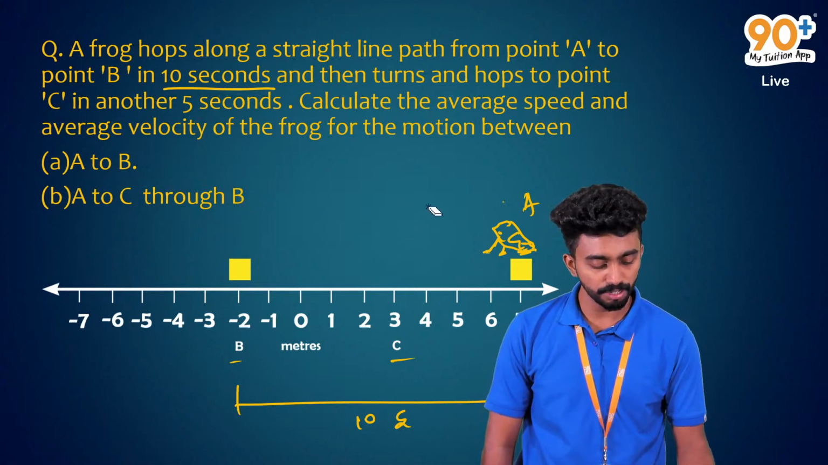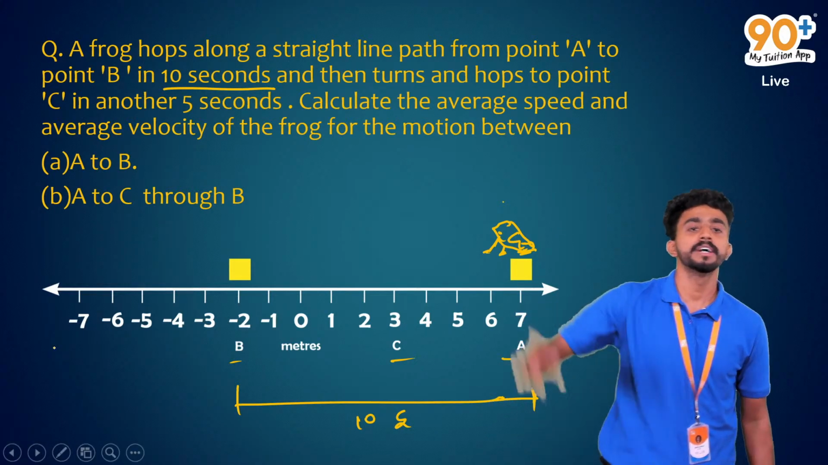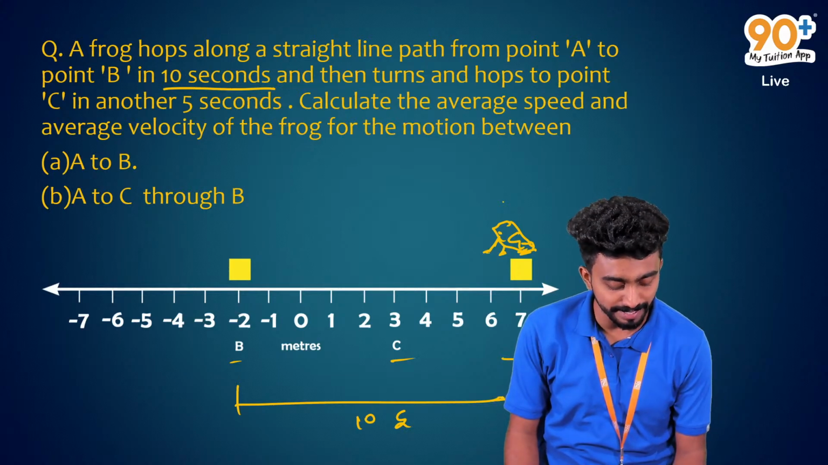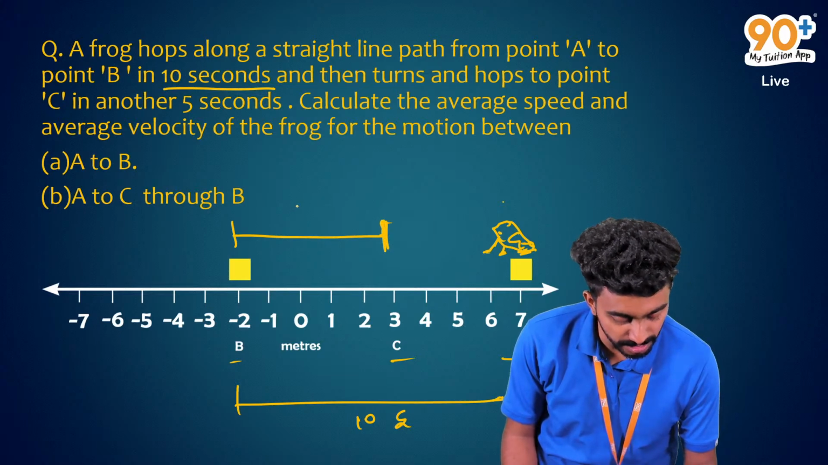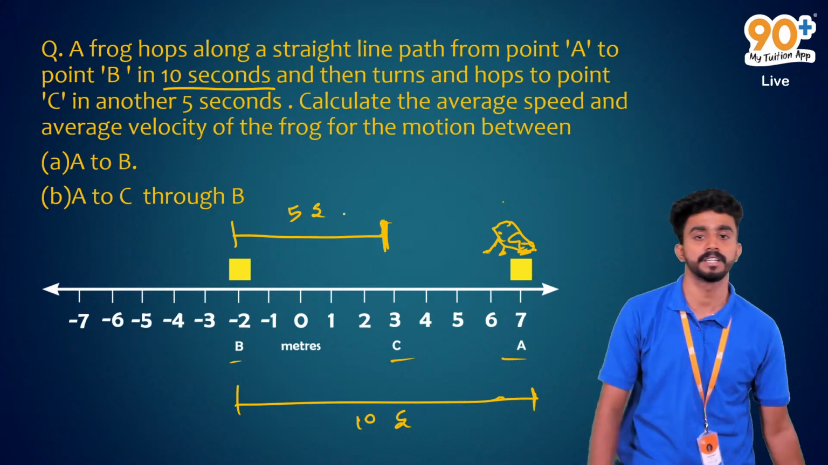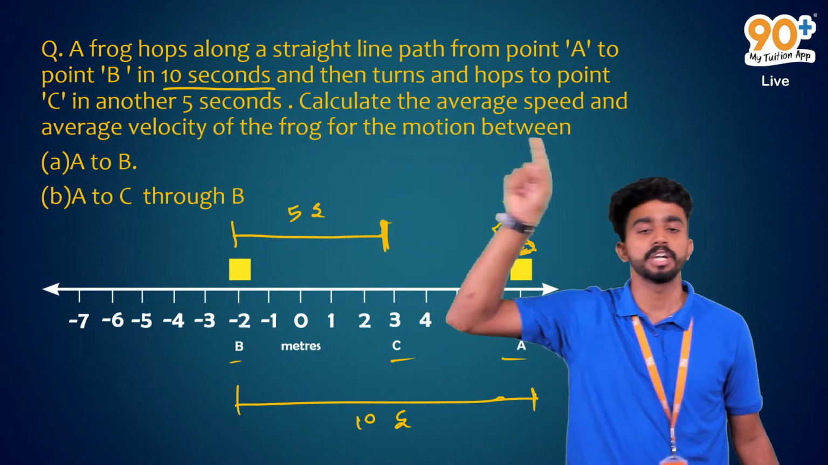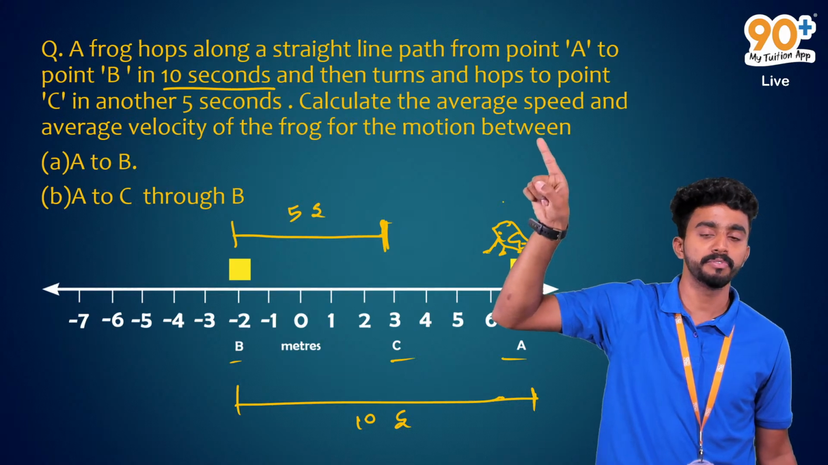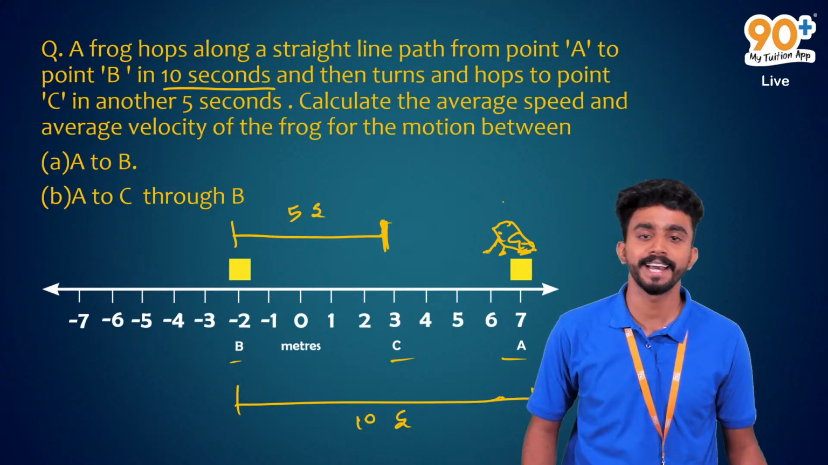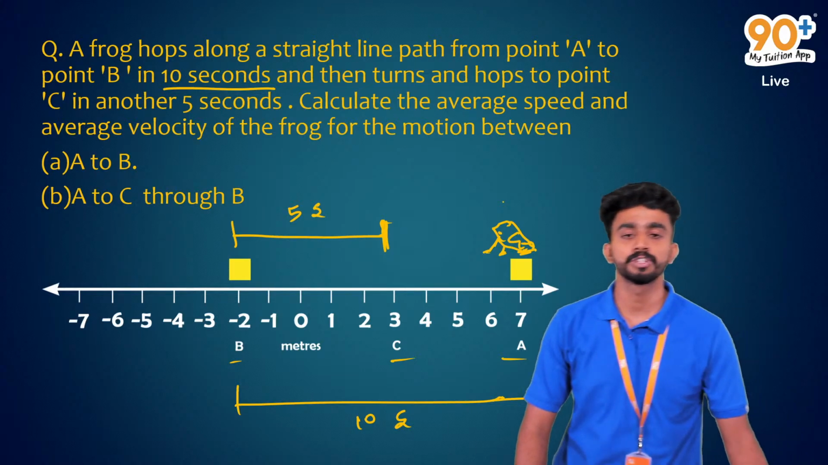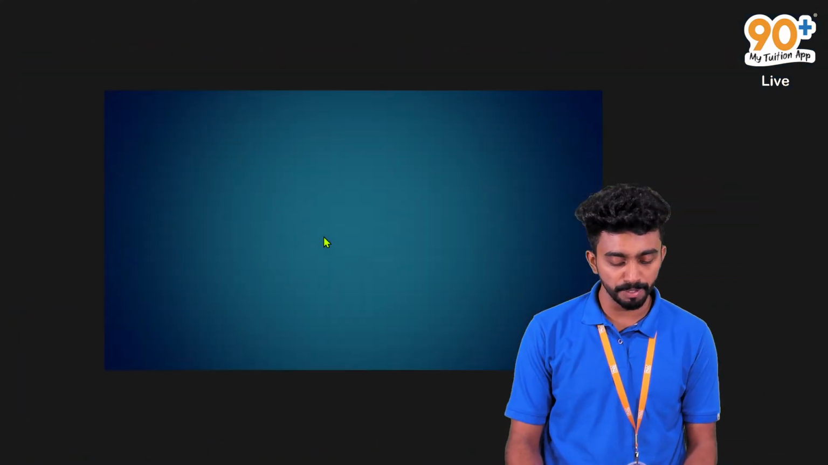Now let's check out what we should find out. It is hopping to point C in another 5 seconds. So from B to C, it is taking 5 seconds. Now, calculate the average speed and the average velocity of the frog for the motion between A to B or A to C through B. So we need to find the average speed and average velocity of the frog. First, let's consider the motion between A to B.